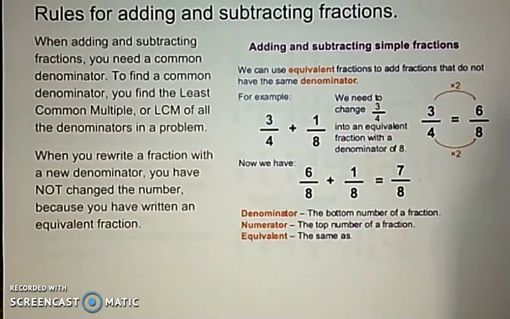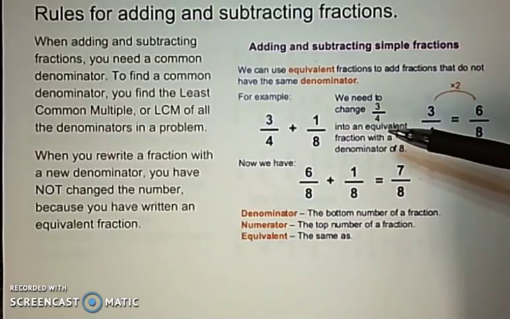So, rules for adding and subtracting fractions. This is something you guys have been doing for a while. When I'm adding and subtracting fractions, I just have to make sure I have a common denominator. And it's important to note that when we make that common denominator, I'm not coming up with a new number. It's actually just an equivalent fraction of the original one that we had. I'm just making it so that I'm adding together the same size parts.